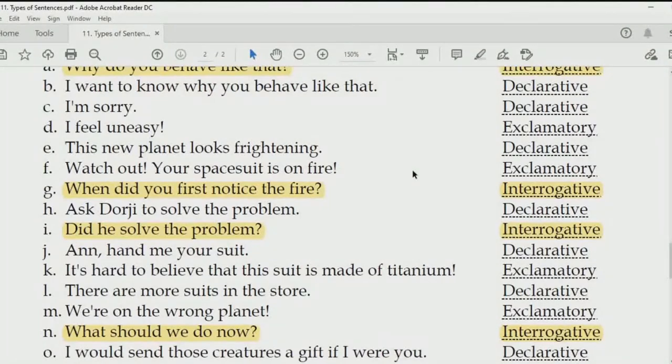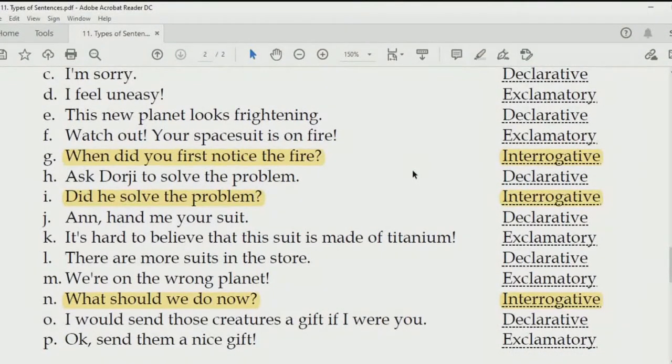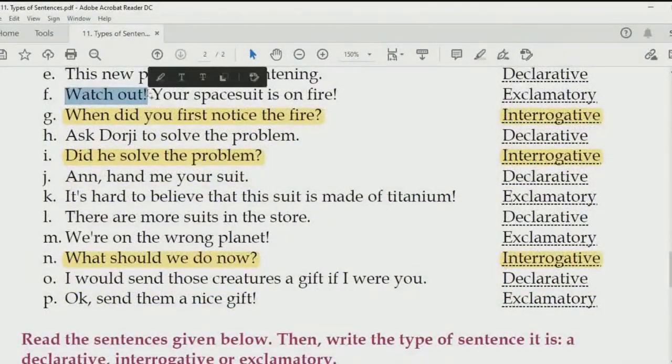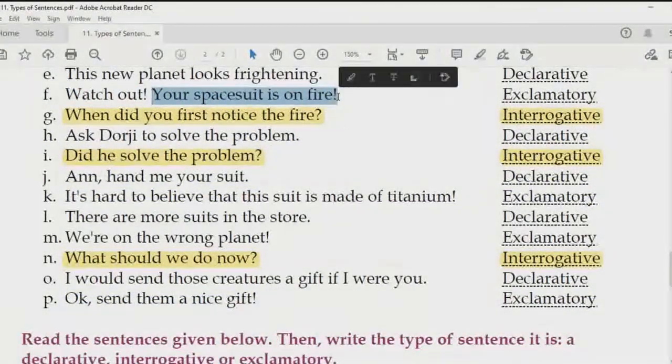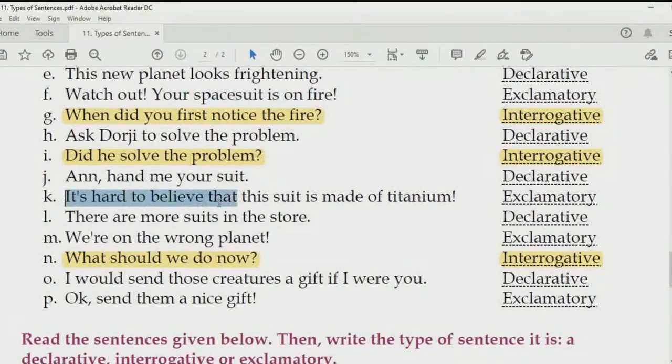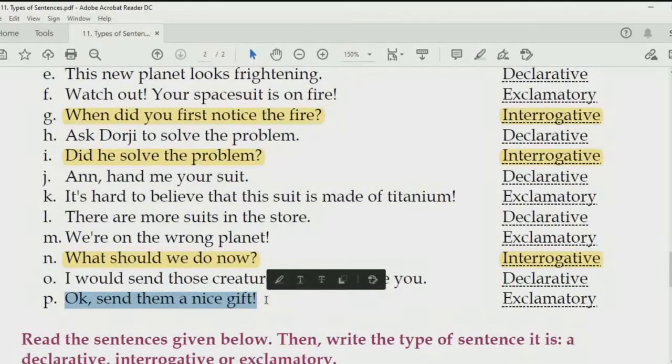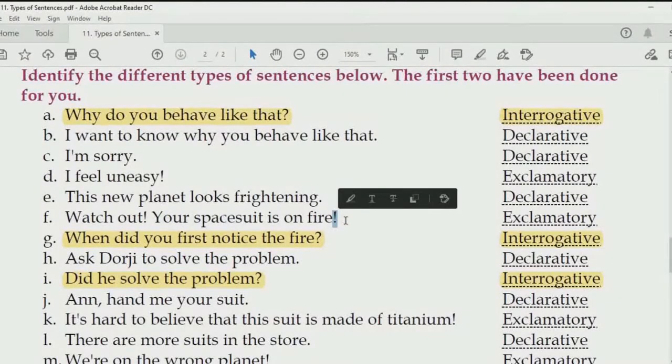And I'll be reading these sentences. Please notice how I read them. I feel uneasy. Watch out! Your spacesuit is on fire! It's hard to believe that this suit is made of titanium! We are on the wrong planet! Okay, send them a nice gift! Whenever we have an exclamation mark, that is this thing, the sentence will be known as an exclamatory sentence.